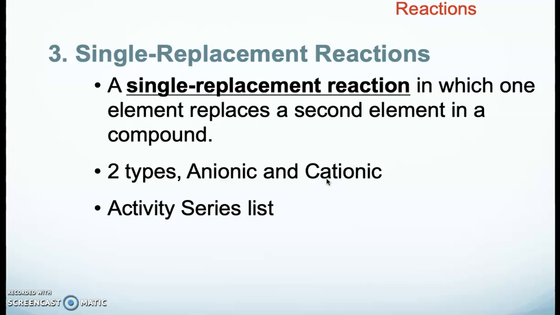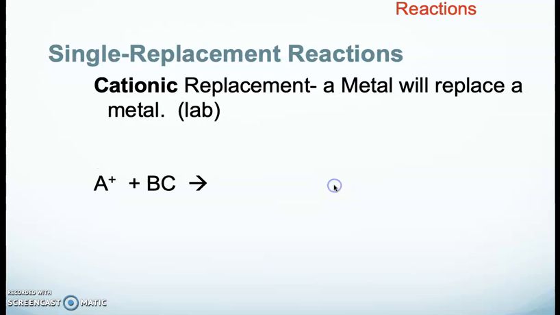Very importantly, you're going to need to refer to the activity series list, and we're going to go over that shortly. In a cationic replacement reaction, I have a little formula set up below here, and we're going to take a look at this very slowly. Now, in a cationic replacement reaction, a metal will replace a metal. And we're going to do this in lab.